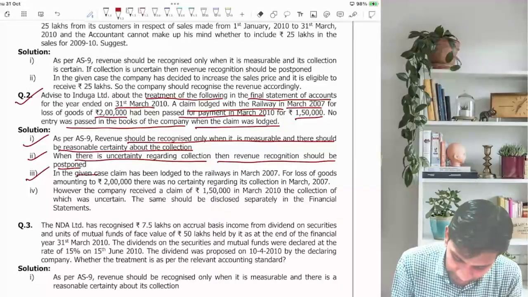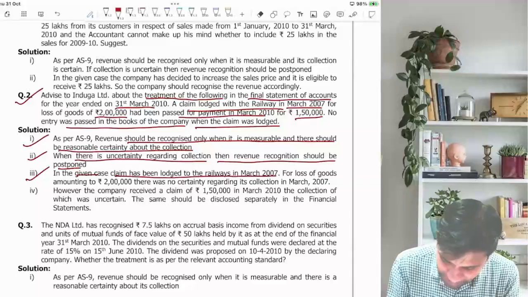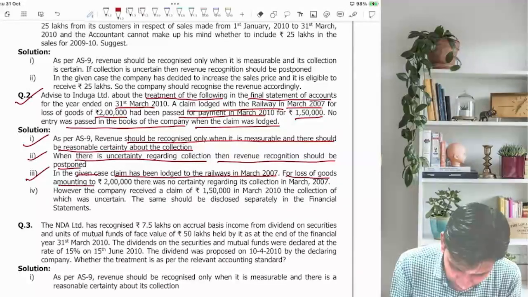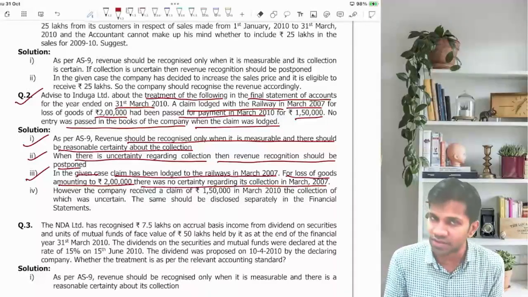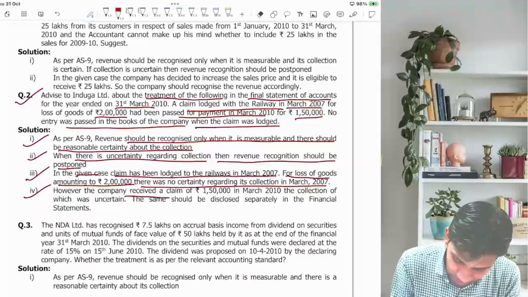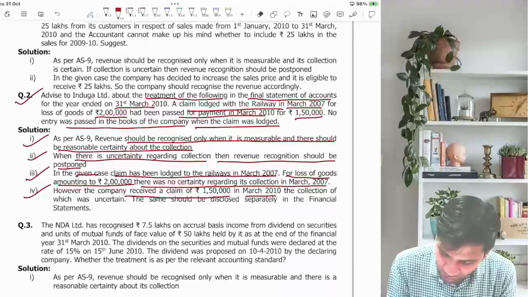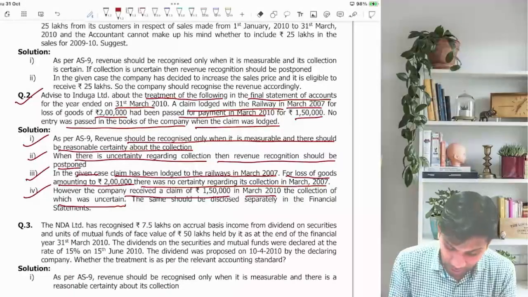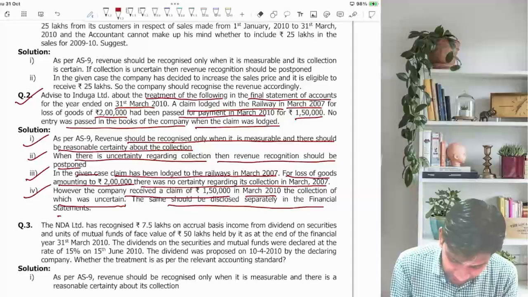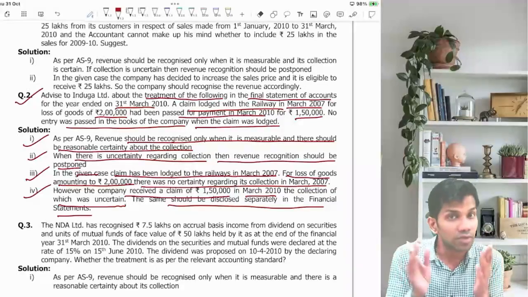In the given case, claim has been lodged with the railways in March 2007 for the loss of goods amounting to 2 lakh. There was no certainty regarding its collection in March 2007. This is what I have discussed. However, the company received a claim of 1,50,000 in March 2010, the collection of which was uncertain. The same should be disclosed separately in the financial statement. So in short, it was uncertain till March 2010.